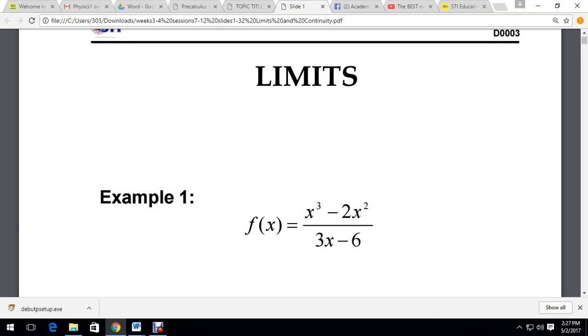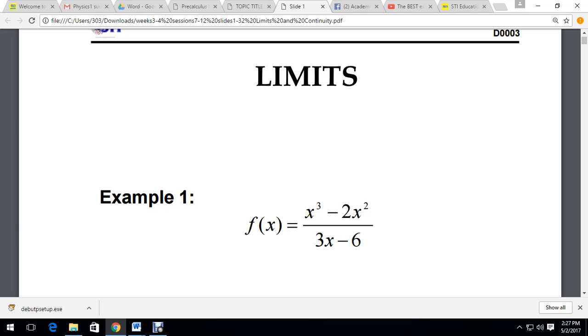This form of a function is in fraction form, and just like any fraction, we could not allow the form of a fraction wherein the denominator of the fraction would be equal to 0. So whenever we assign a value for x in the given function, the value for 3x minus 6 could not be equal to 0.